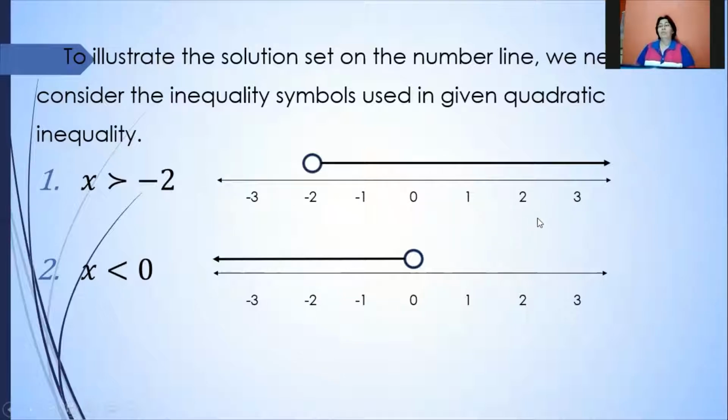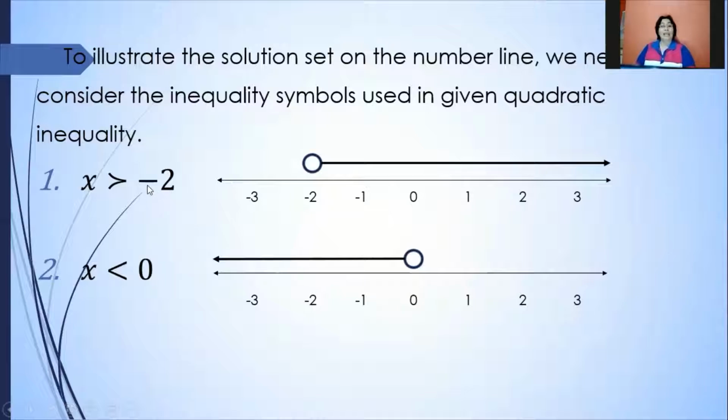Take note that every number on the right side is greater than the numbers on the left side. 3 is greater than 2. 2 is greater than 1. 1 is greater than 0. 0 is greater than -1. -1 is greater than -2. -2 is greater than -3. Vice versa, -3 is less than -2, -2 is less than -1, and -1 is less than 0. Now, let us go with the graph.